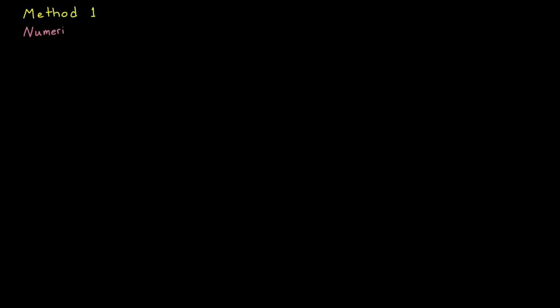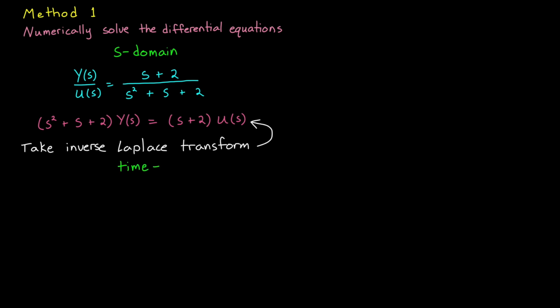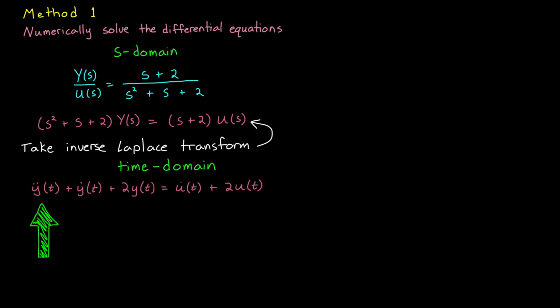For the first method, we're going to talk about numerically solving the differential equations. A transfer function is a differential equation that's represented in the S-domain rather than the time domain. And since our code is going to execute in the time domain, we're going to want to get it back to the differential equations with the inverse Laplace transform. For example, we can multiply out the numerator and denominator and take the inverse Laplace transform to get this differential equation. The second derivative of y plus the first derivative of y plus 2 times y equals the first derivative of u plus 2 times u, where u is the input signal and y is the output signal.